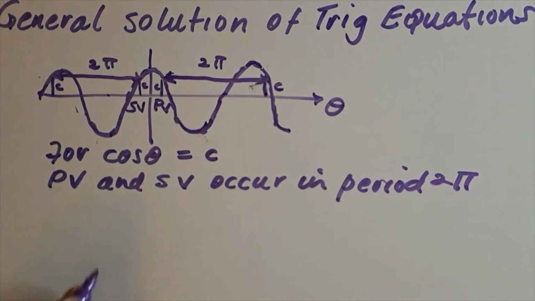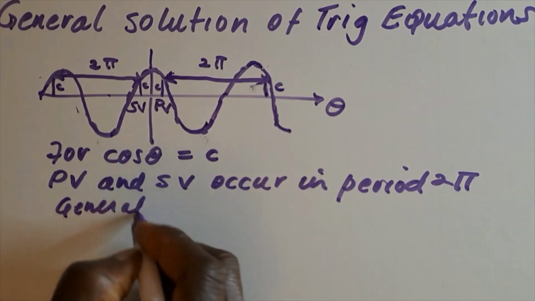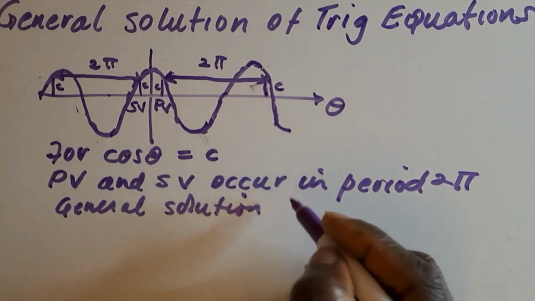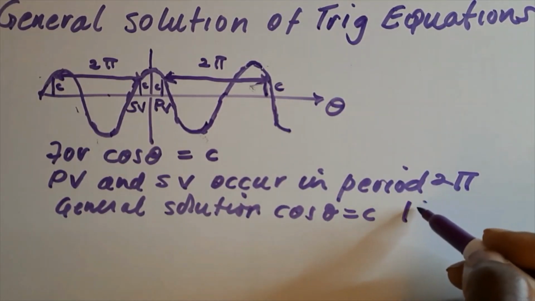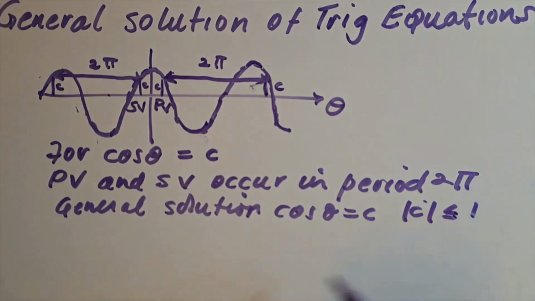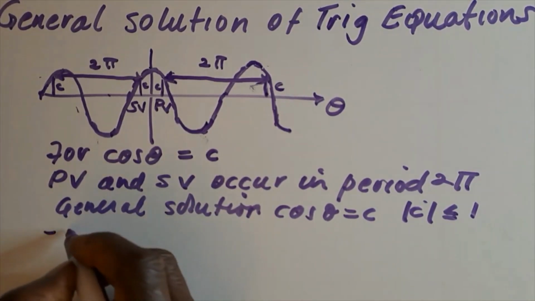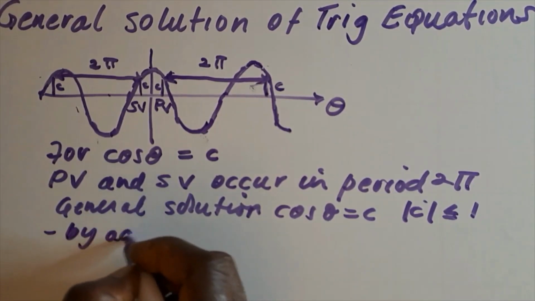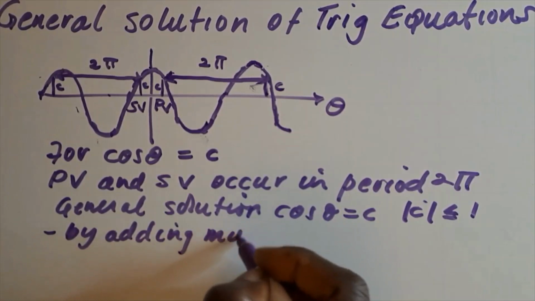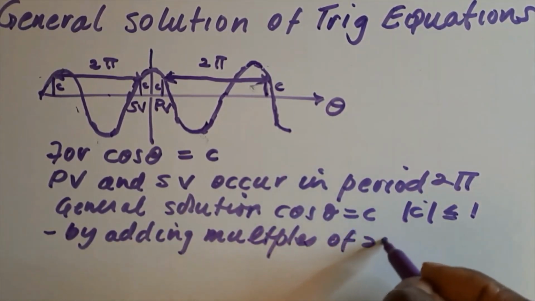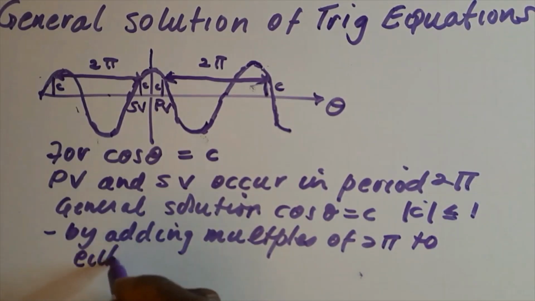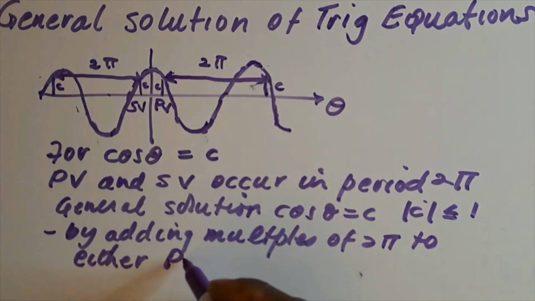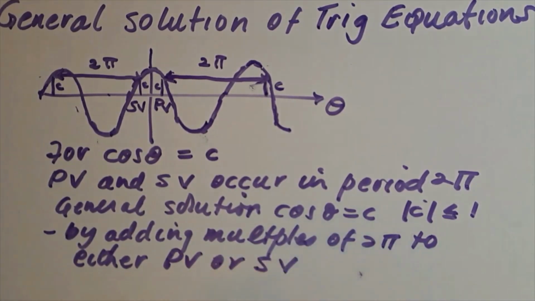And the general solution to cosine theta equal to c, where the modulus of c is again less than or equal to 1, is calculated by adding multiples of 2 pi to either the principal value or the secondary value.